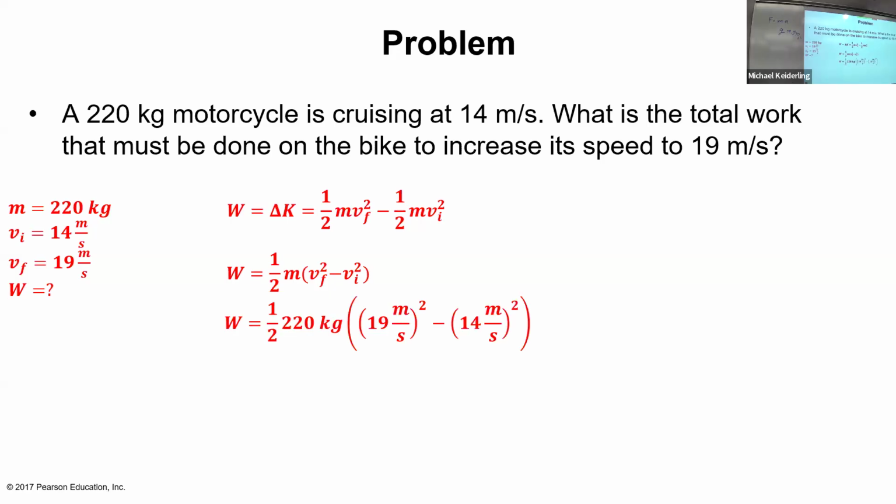So 1/2 times 220 kilograms times 19 meters per second squared minus 14 meters per second squared. 19 squared minus 14 squared is 165. So 1/2 times 220 kilograms times 165 comes out to 36,300 joules. Or rounded to two significant figures, 36,000 joules.